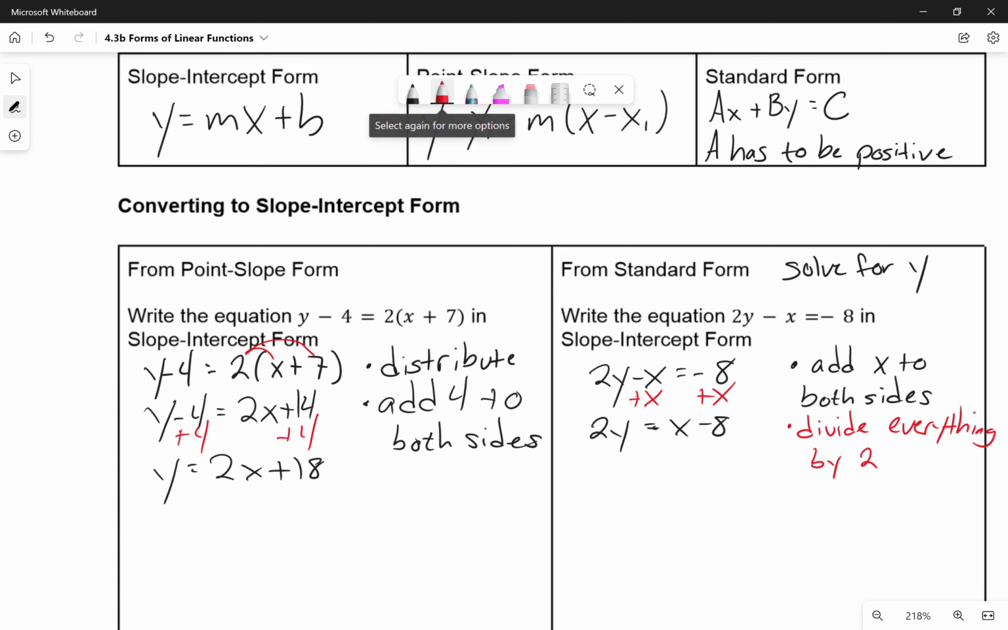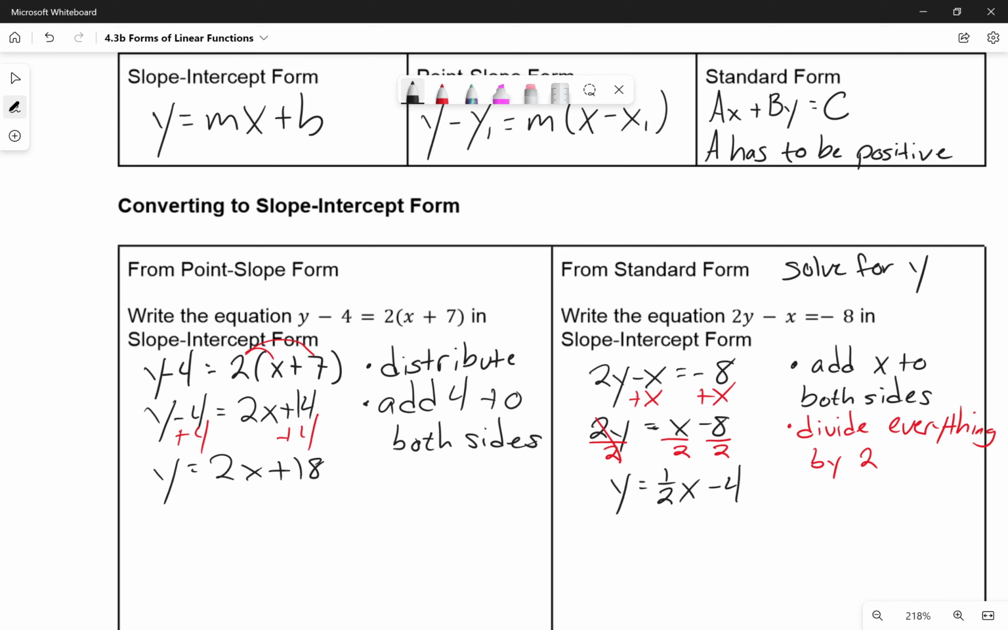So we're going to do this step. It simplifies on our y, because 2 divided by 2 is 1, which gives us y. X over 2 is also the same as 1/2 x, or you are able to leave it as x over 2. Both are acceptable. And then negative 8 divided by 2 is just negative 4. And here we have it in slope-intercept form.